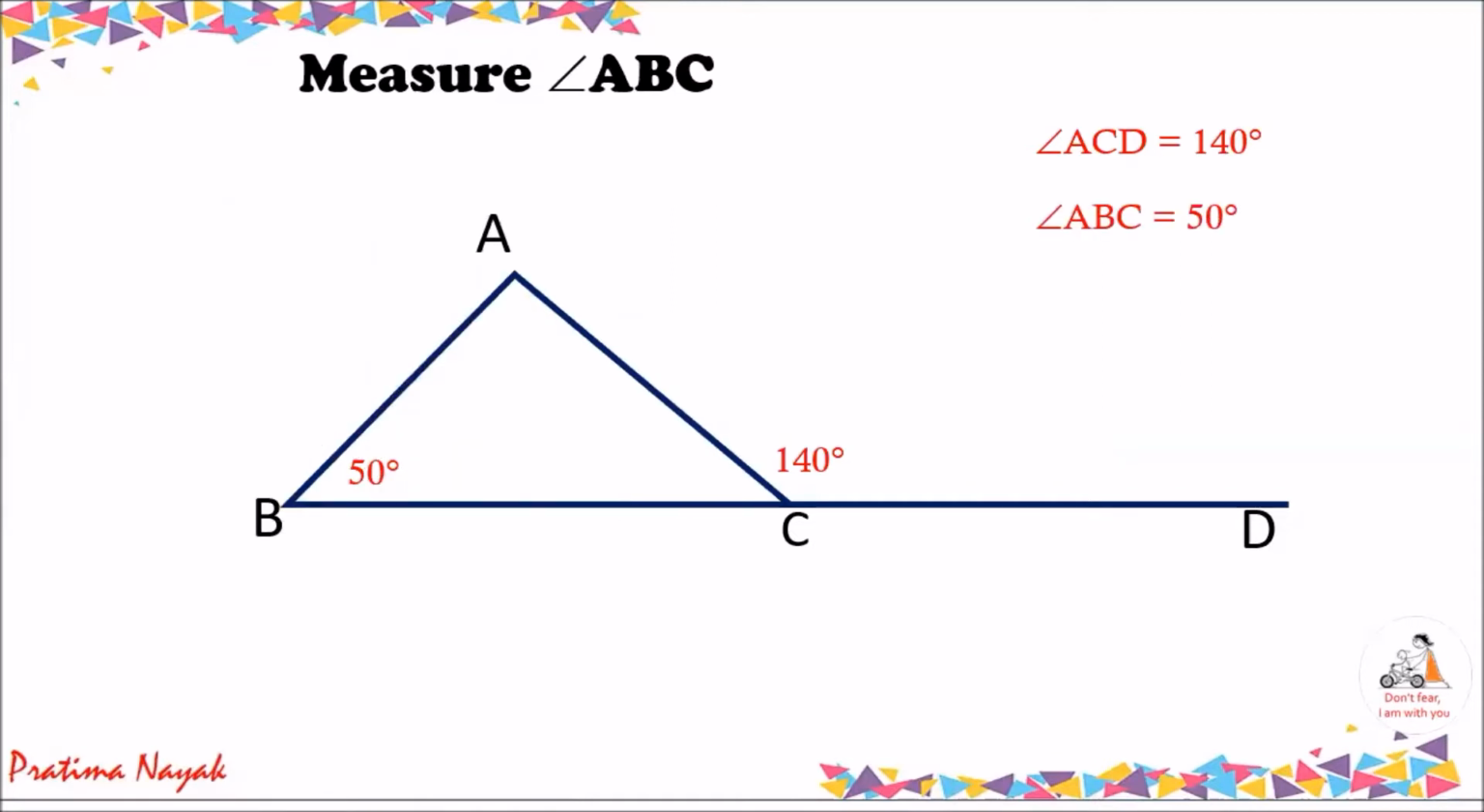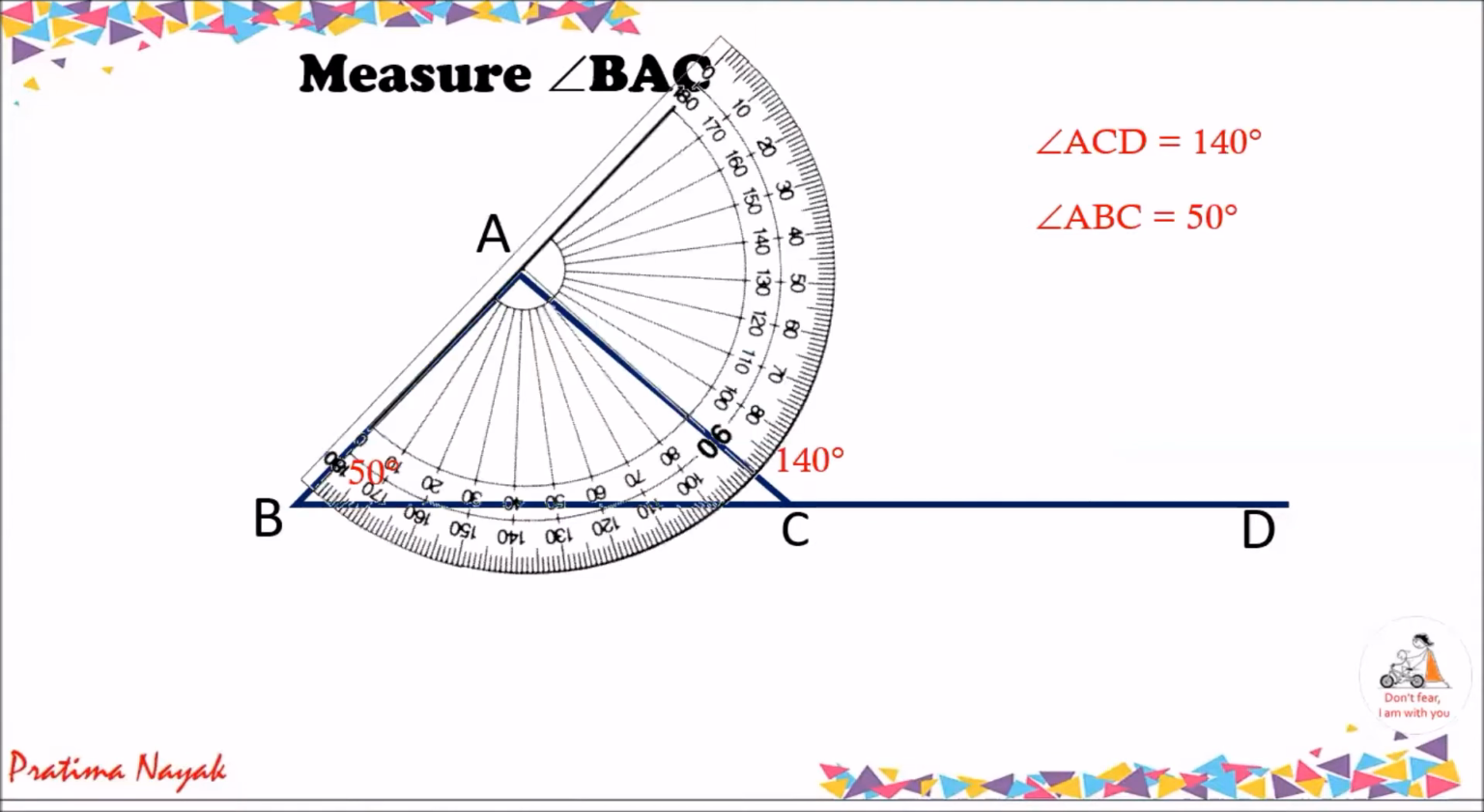Now I'll go for angle BAC. So we'll measure angle BAC. Put the protractor on A. Now measure the angle BAC, starting the count from B. 0, 10, 20. It is 90. So angle BAC is 90 degrees.